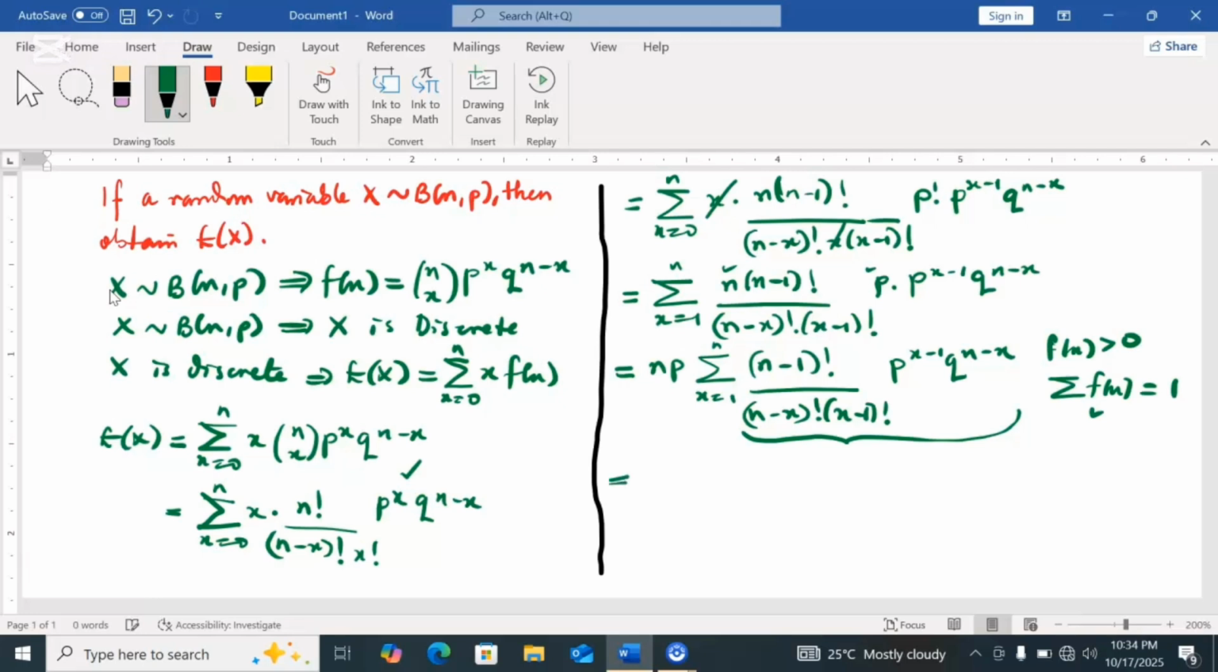And that means that we would end up having np times 1, which is equal to np, telling us that the expectation of X, if X is binomially distributed, will give you np. And this solves the problem. It proves what we've been asked to do.